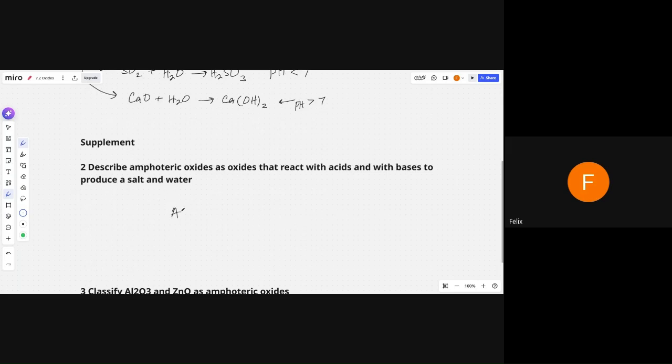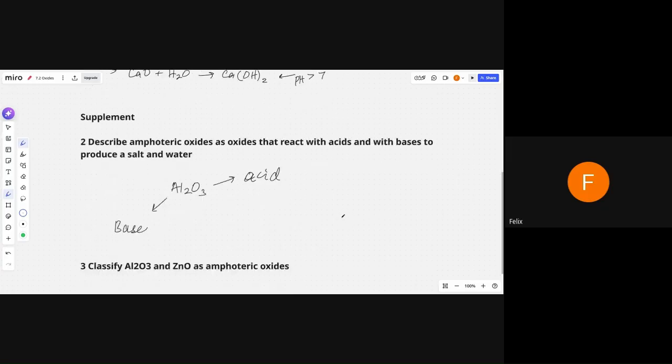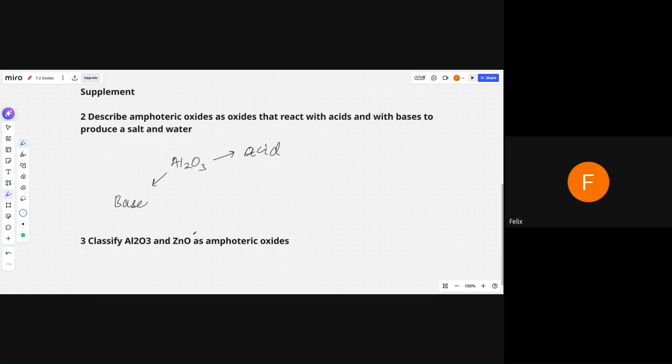Aluminum oxide can behave both as an acid and as a base. And similarly, zinc oxide can also behave as an acid, and it can also behave as a base. So when something has a dual nature, they are called amphoteric oxides. I hope this is clear.